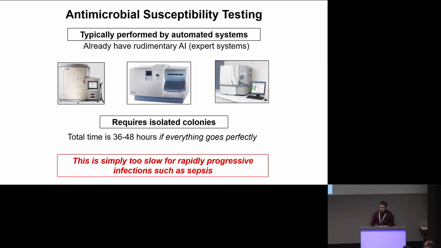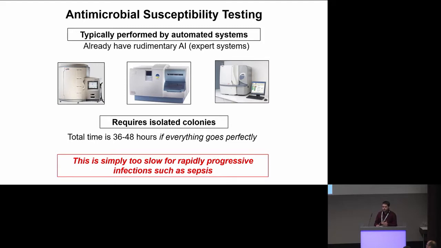One of the limitations of our current susceptibility testing methods is that they require isolated colonies growing on agar. So if you have a blood culture, you have to wait for that blood culture to turn positive, grow that up on a solid medium, and then you can perform antimicrobial susceptibility testing on the colonies that you get. The total turnaround time for this is 36 to 48 hours if everything goes perfectly, which in clinical practice, everything often does not.